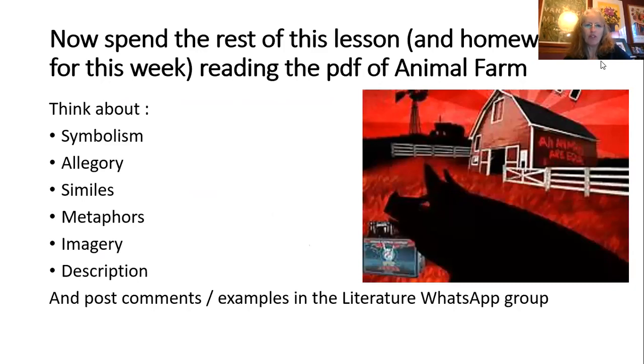Okay, so I want you to spend the rest of this lesson and your homework reading more of the story. As you read it, I want you to think about symbolism, allegory, similes, metaphors, imagery, and description. And you can post some comments and examples in the literature WhatsApp group. Okay, I really hope you enjoy the book. Spend as much time as you can reading it. Try to finish it in 1 week.